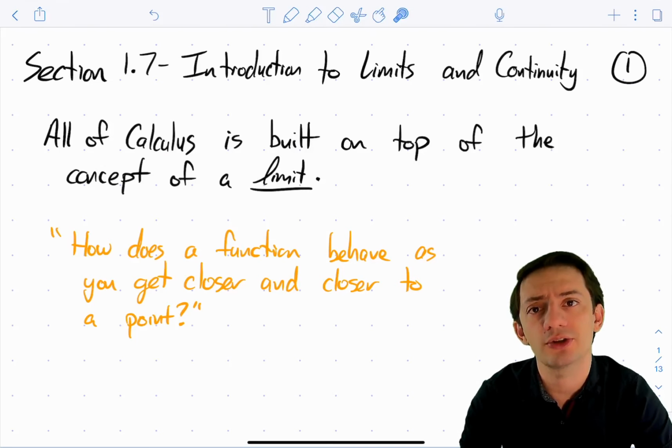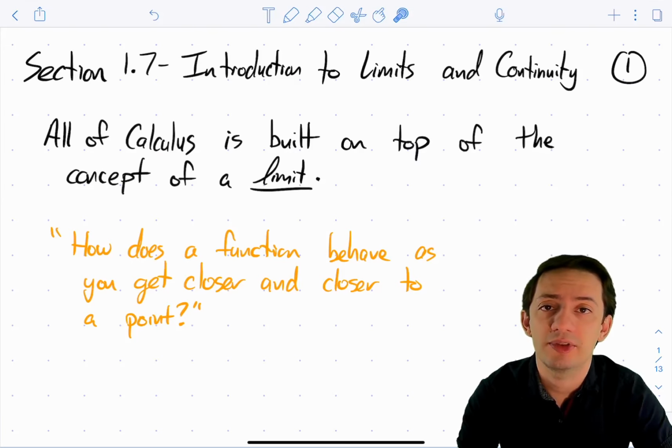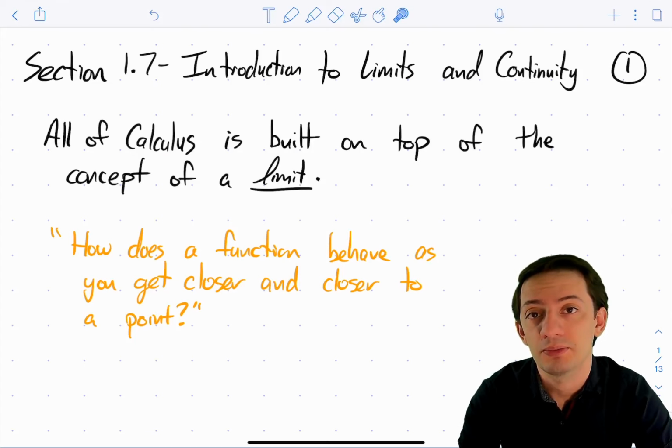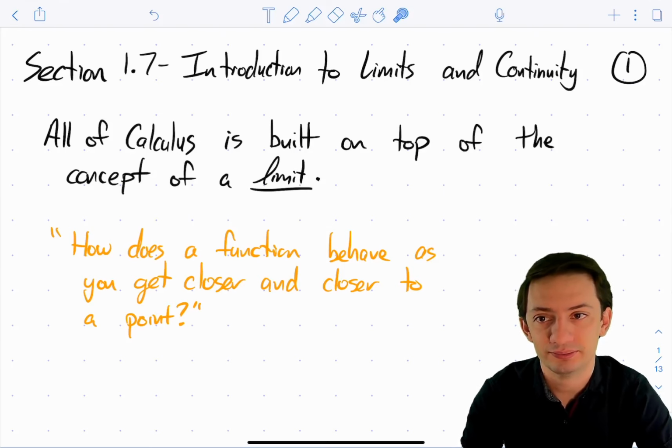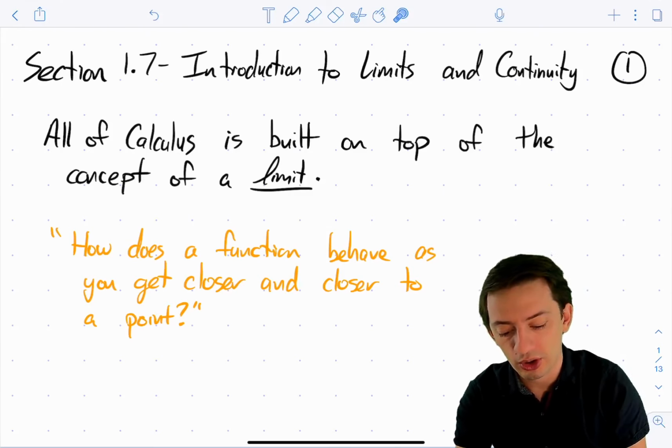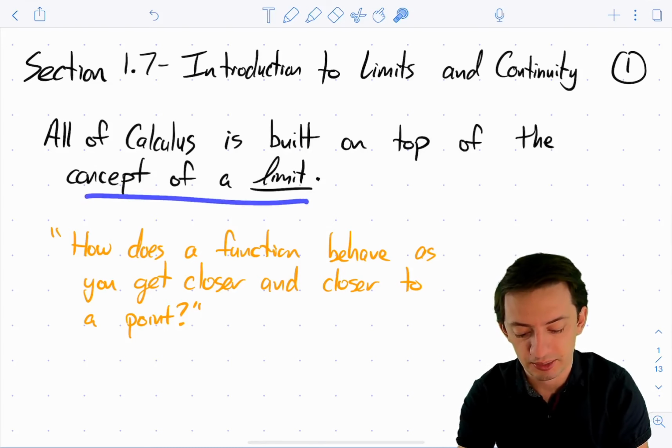So it's important that we understand the idea of limits, how they work, and some of the basic ways to calculate them before we get into section 2.1, which is the beginning of the real calculus that we're going to do. Okay, so all of calculus, like I said, is built on the concept of a limit.